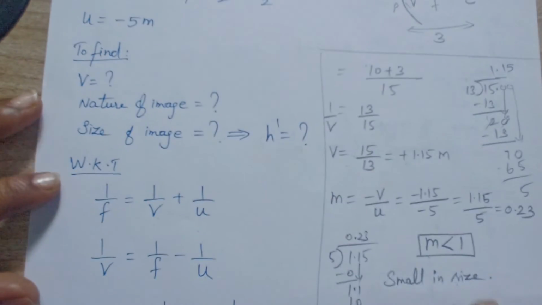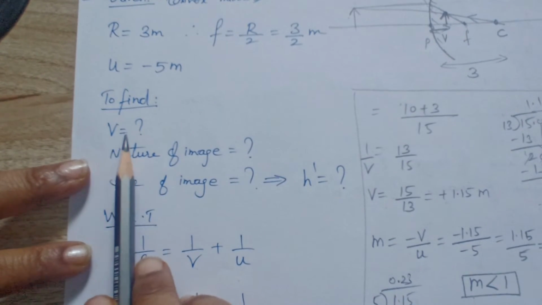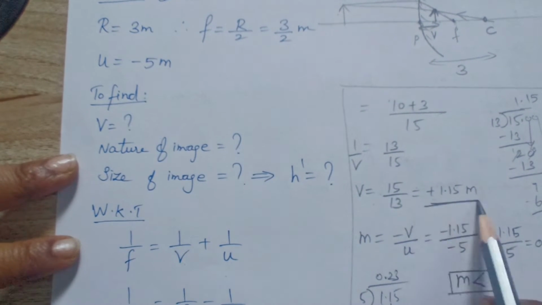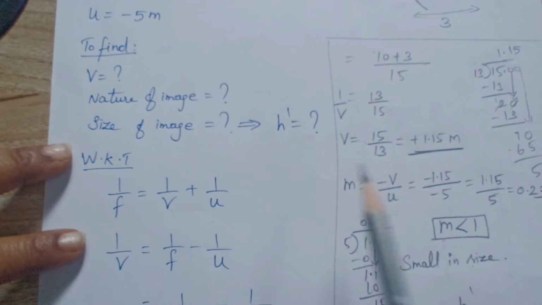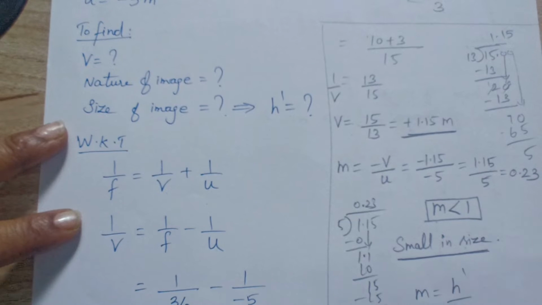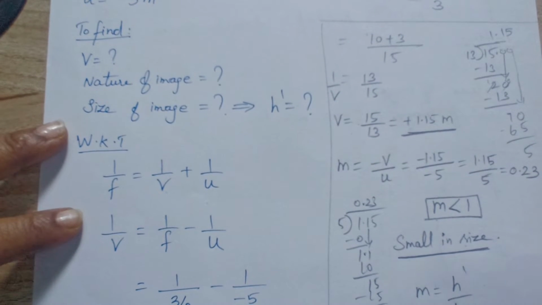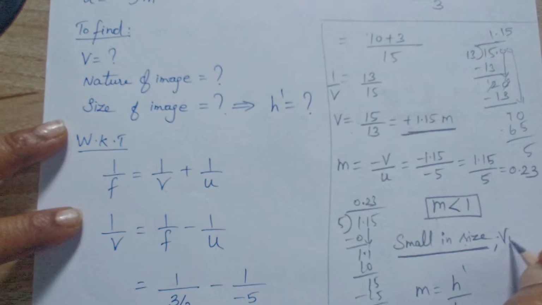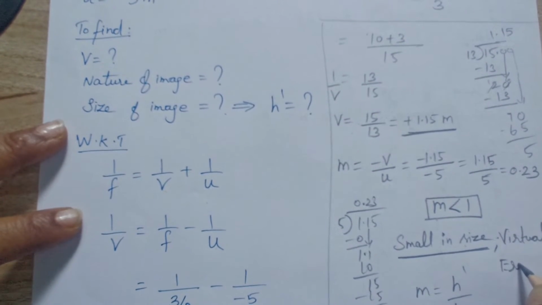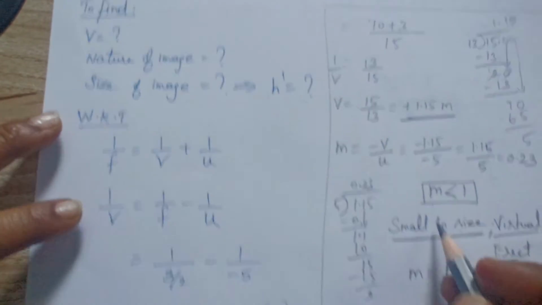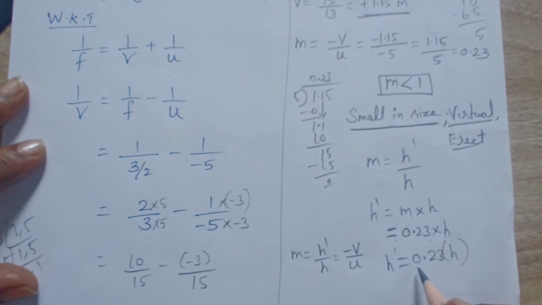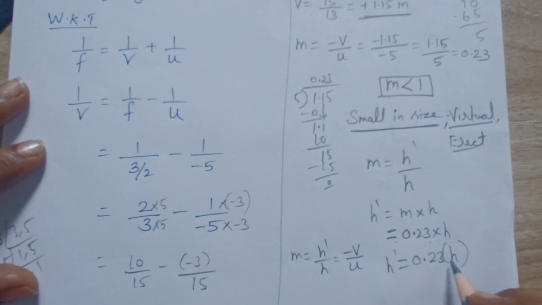Okay, so your answer is v equals plus 1.15 meter. Next, the nature of the image will be small in size, virtual and erect. How much small is it? 0.23 times small, 0.23 times the height of the object.